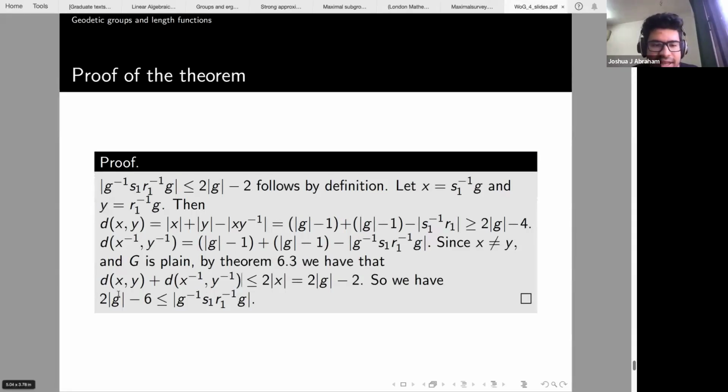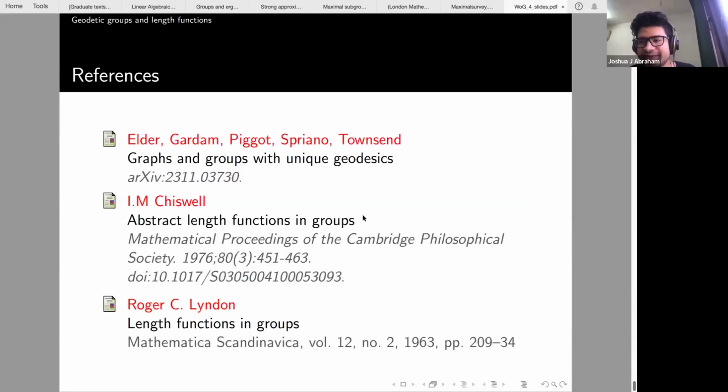So it turns out that the conjugate, this inequality must hold. So then we just get our inequality as given in the theorem. Yeah, that is it. Thank you.